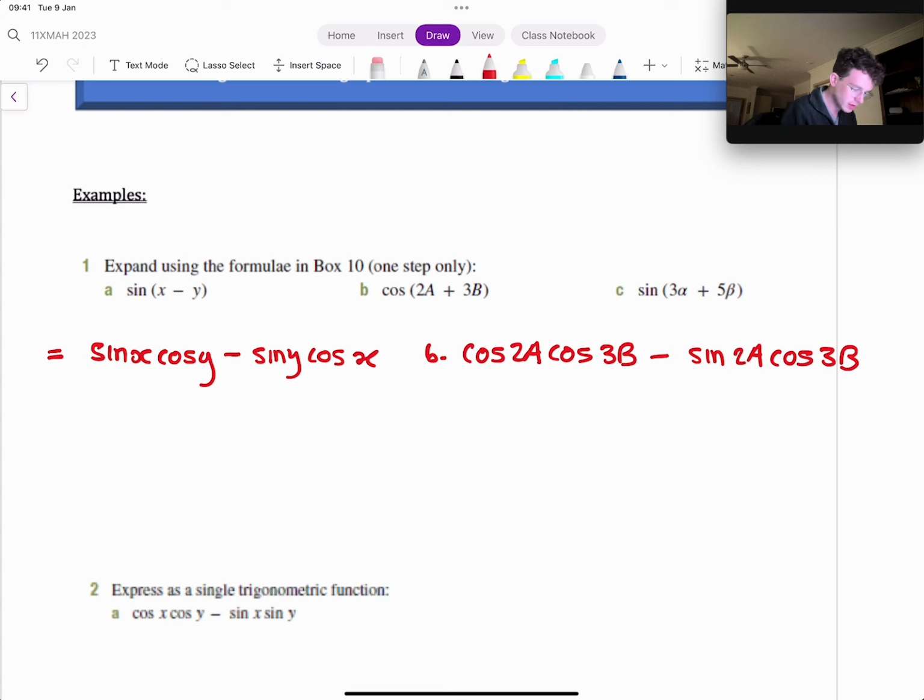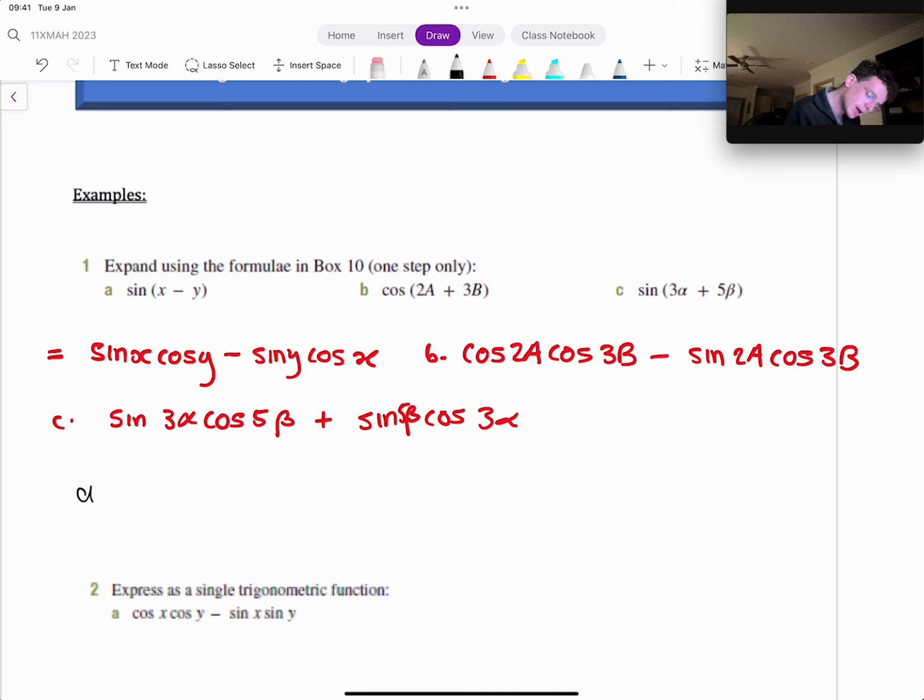Okay, part C. Remember sine is social, so social sine, same sign. Sine of 3 alpha cos of 5 beta plus same sign, sine 5 beta cos 3 alpha. Now I might just add a part D there.